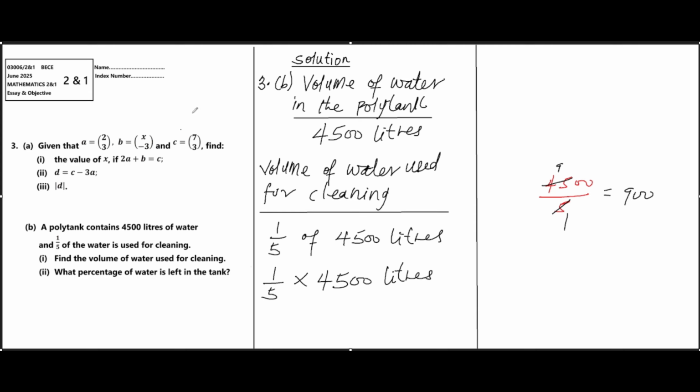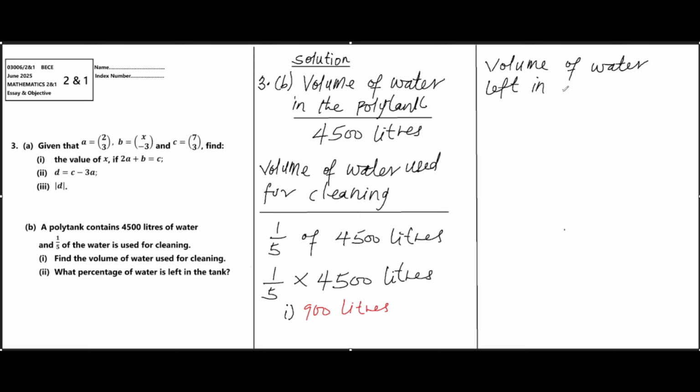So for I, we have 900 liters. Now II, we have to find the percentage of water that is left in the tank. So first of all, let's calculate the volume of water left in the tank.